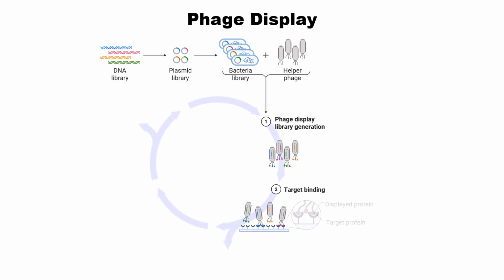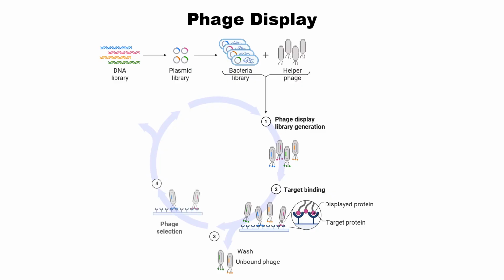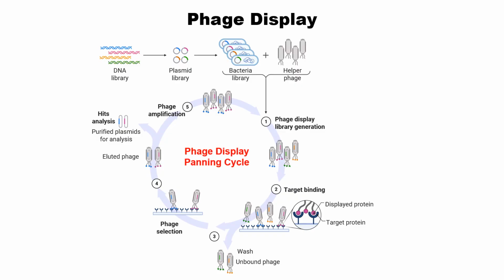Then they can select the proper target protein, and through the displayed protein, they can bind to this target protein. If they do not bind strongly, they can be washed out, and only the bound form can be selected, and then the phage is extracted and those genes analyzed. Then these genes can be reutilized to provide the amplification cycle. So through this amplification cycle, now the most strongly binding phage can be selected by this phage display panning cycle.